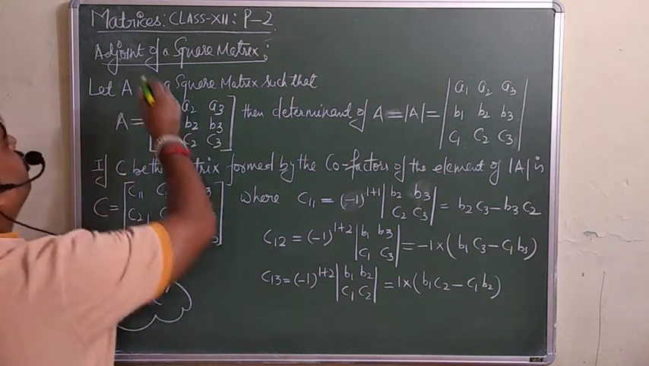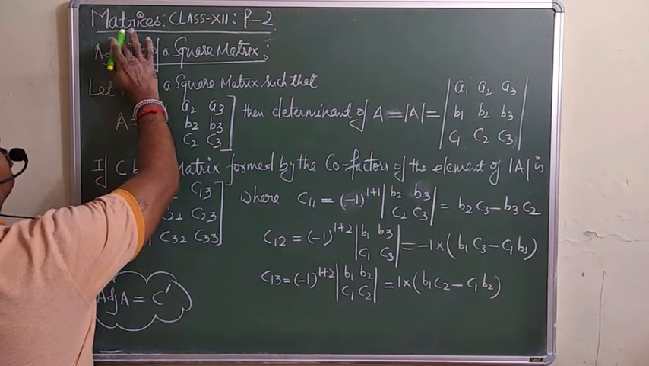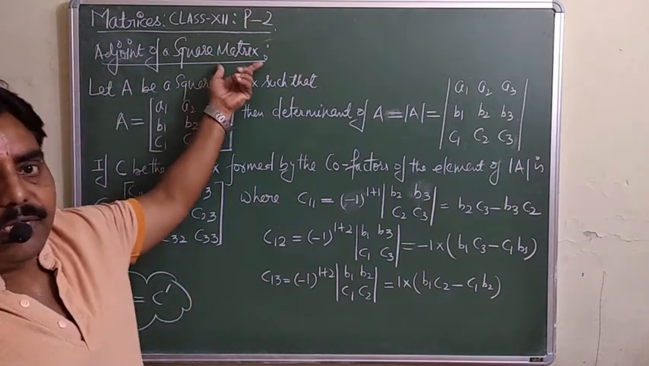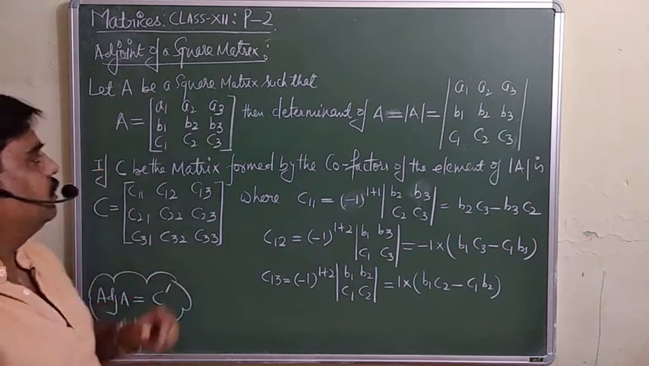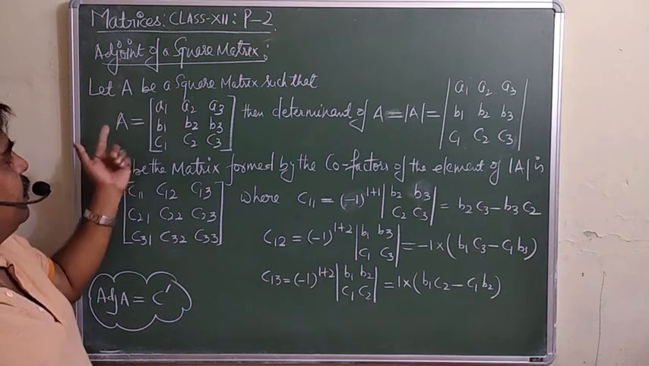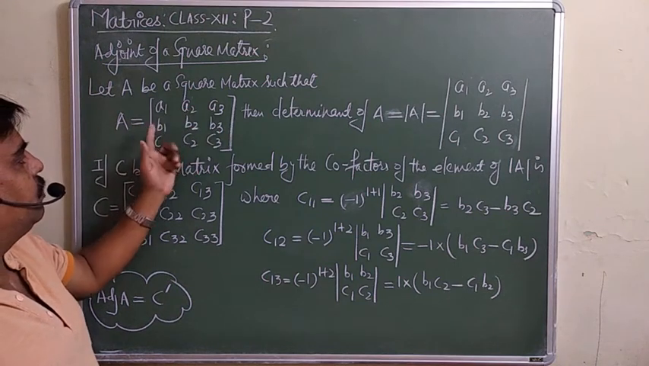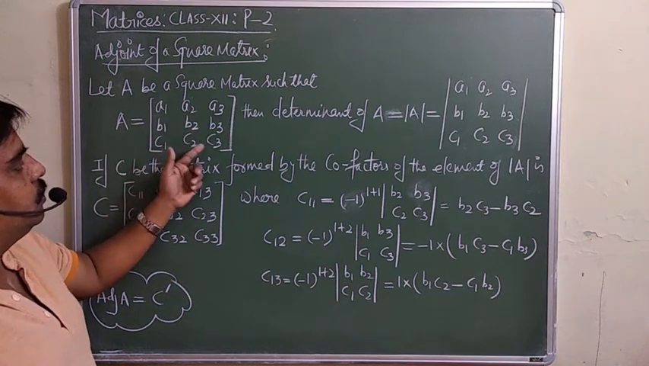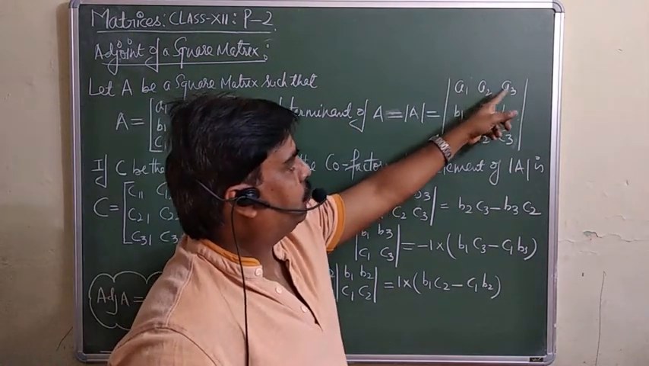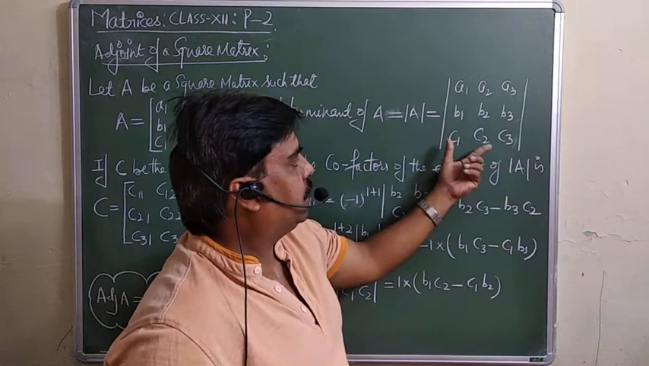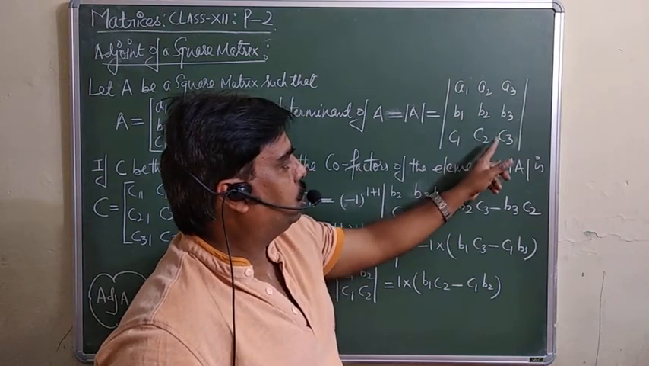Okay, now we will discuss the adjoint of a square matrix. If any square matrix is there, we want to write the adjoint of that matrix. So we have taken the matrix A. The elements are A1, A2, A3, B1, B2, B3, C1, C2, C3. Then the determinant of A will be equal to A1, A2, A3, B1, B2, B3, C1, C2, C3. This is the sign of the determinant.